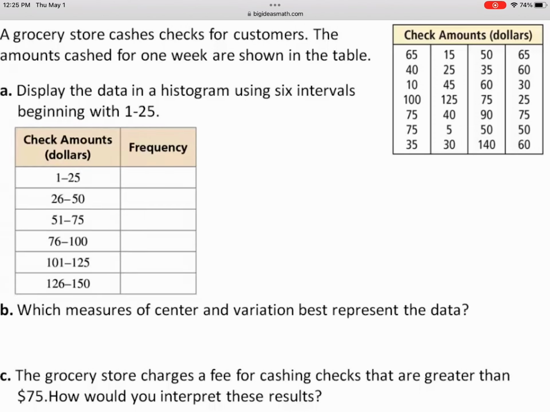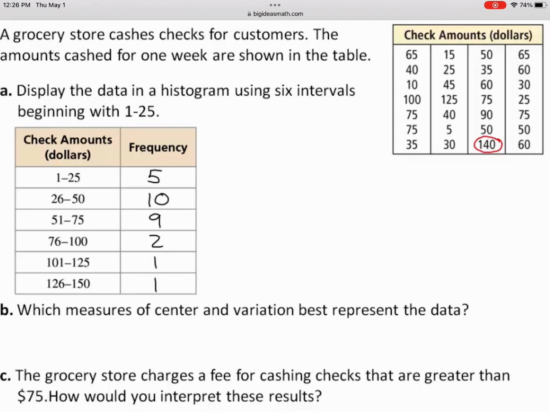$1 to $25 occurs 5 times, so the frequency is 5. $26 to $50 occurs 10 times, so the frequency is 10. $51 to $75 occurs 9 times, so the frequency is 9. $76 to $100 occurs 2 times, so the frequency is 2. $101 to $125 occurs 1 time, so the frequency is 1. And $126 to $150 occurs 1 time, so the frequency is 1.